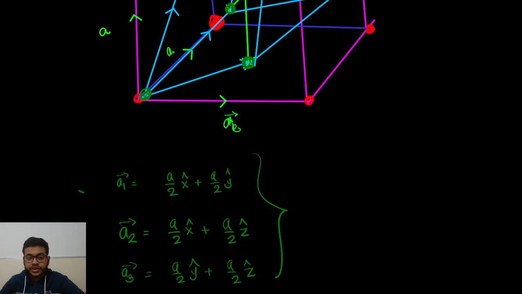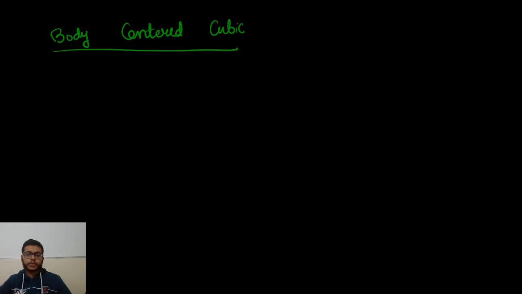Now, if you put it in the formula and get B1, B2, B3, what you will get, we will discuss next. We will discuss it in some time. Before that, we will discuss the body-centered cubic, because there is a very interesting relation between FCC and BCC in that sense. So, okay, body-centered cubic.